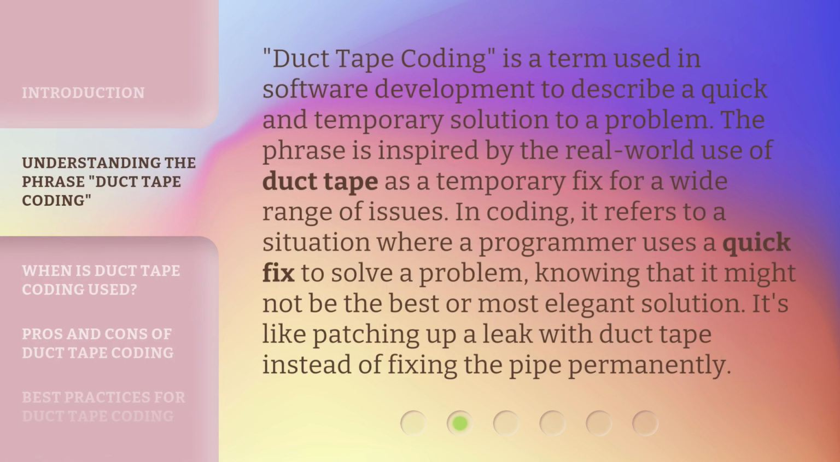Duct tape coating is a term used in software development to describe a quick and temporary solution to a problem. The phrase is inspired by the real-world use of duct tape as a temporary fix for a wide range of issues. In coding, it refers to a situation where a programmer uses a quick fix to solve a problem, knowing that it might not be the best or most elegant solution. It's like patching up a leak with duct tape instead of fixing the pipe permanently.